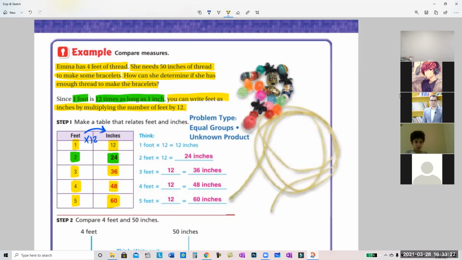Okay, so let me compare between these two units. If we have 4 feet and 50 inches, which is greater, 4 feet or 50 inches? Before we start to compare these two units, you need to convert one unit to become the same unit as the other unit. So how can we convert?